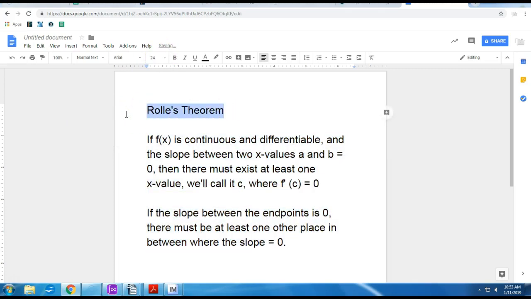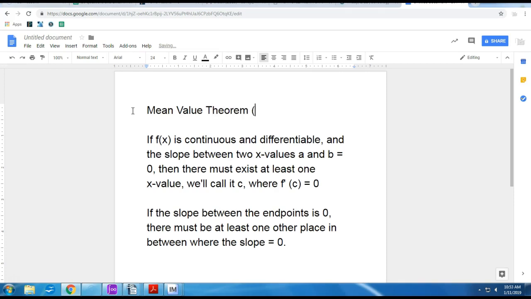Okay, so that was yesterday. Rolle's theorem. So yesterday we said, if continuous and differentiable, and the slope between the two x values is 0, there must be another spot where the derivative equals 0. Mean value theorem is just a bigger picture version of that. So I'm just going to change things.